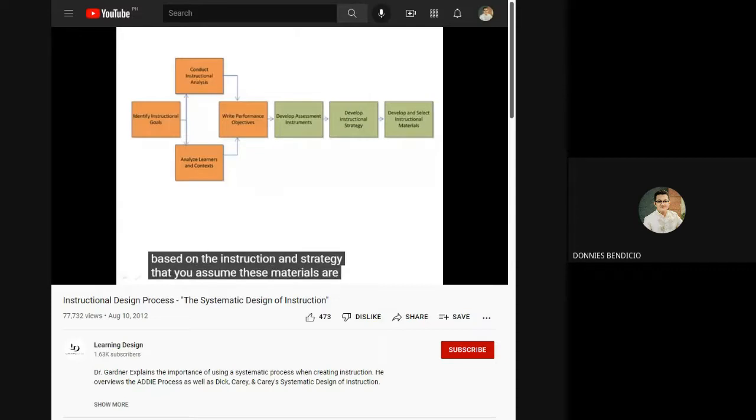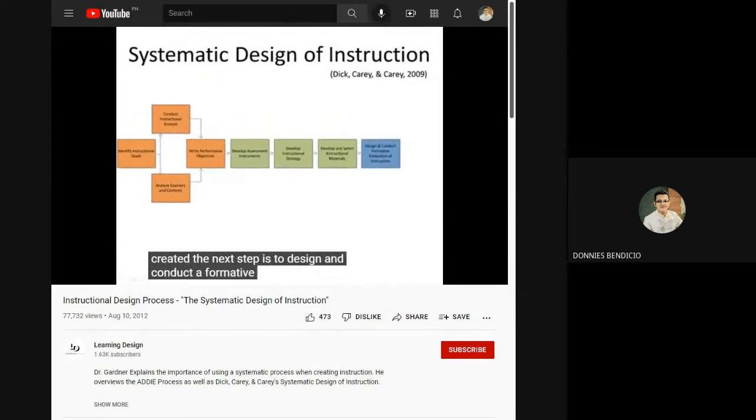As soon as these materials are created, the next step is to design and conduct a formative evaluation of the instruction. Remember, this is formative because its purpose is to help create and improve the instructional processes and the products that you've created. So after doing this formative evaluation, you really gain some insights on how to improve the instruction. So in the model, there are these connecting lines where you go back and say, okay, now we know we need to revise the instruction.